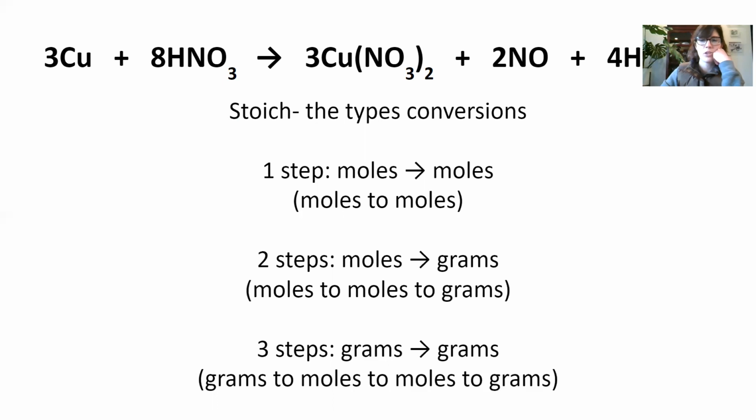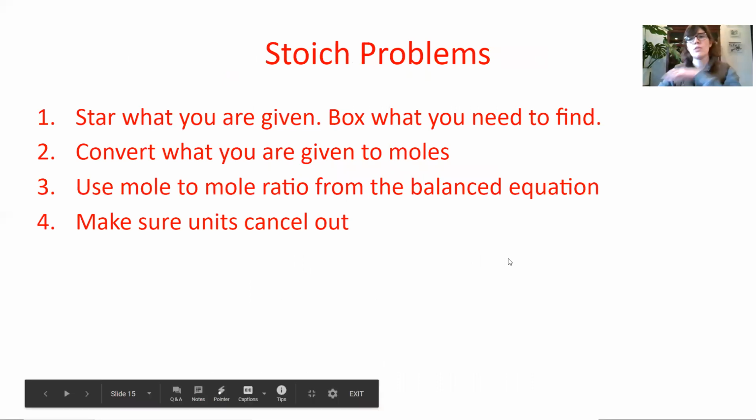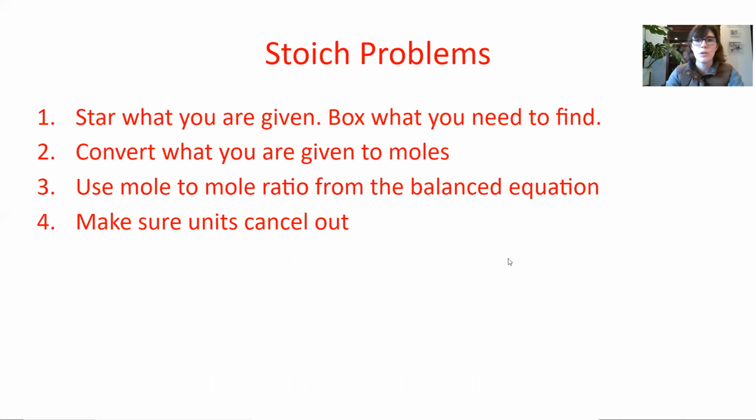All right, so I'm gonna go through another problem with you folks. These are the steps for stoichiometry problems. You wanna star what you're given, you wanna box what you need to find, which is what I've been doing. Usually you're gonna wanna convert what you're given to moles. You're gonna use that mole to mole ratio from the balanced chemical equation. And you also wanna make sure your units are canceling out. So those are the basic steps.